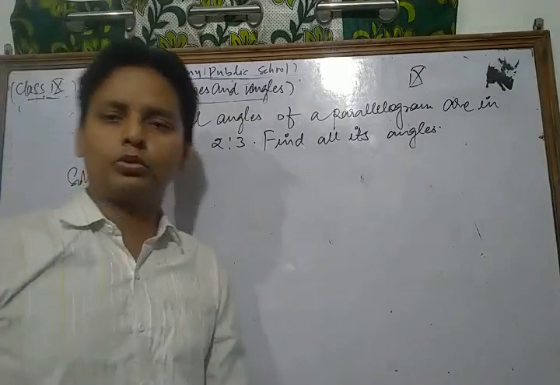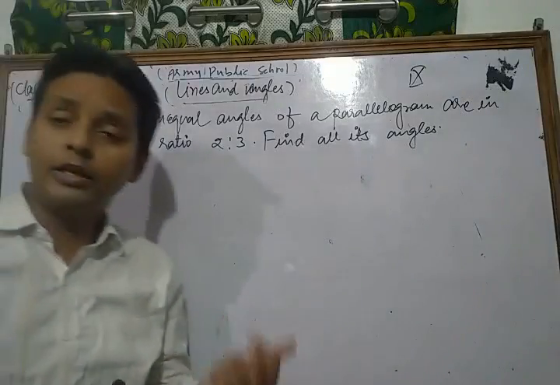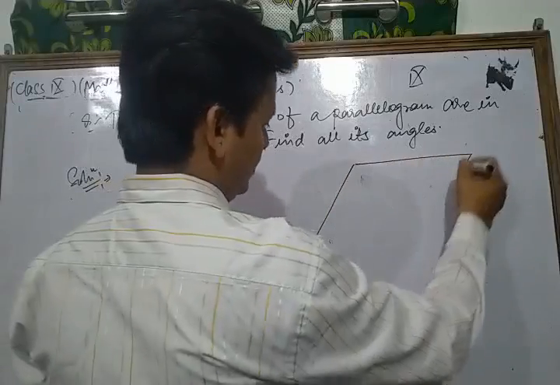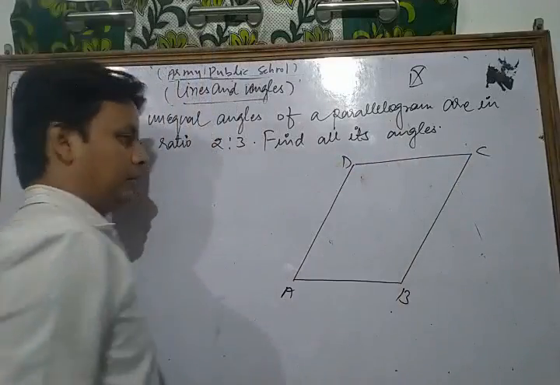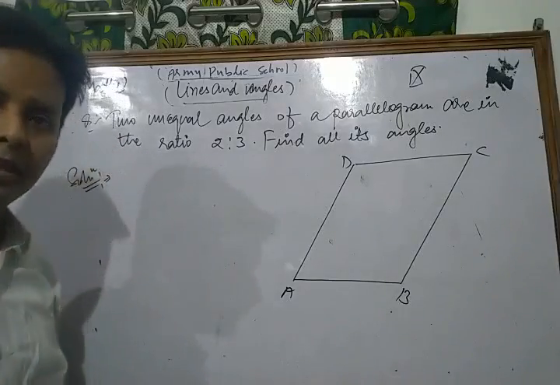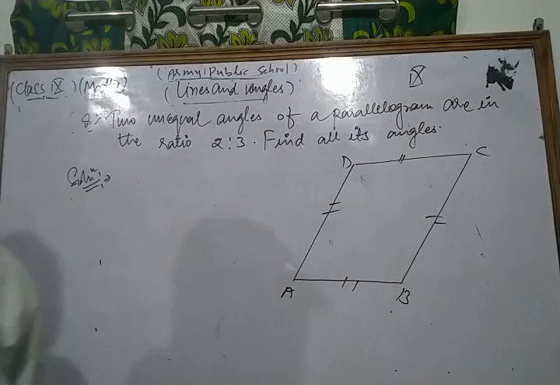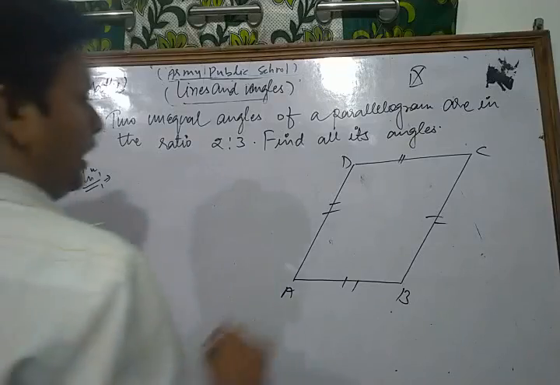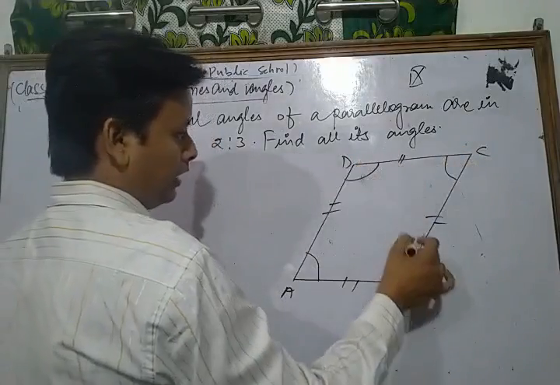This is a very important question of your syllabus. Here, two unequal angles of a parallelogram. First of all, we draw the parallelogram ABCD. You know that the opposite sides of a parallelogram are parallel and equal to each other. And one of the most important properties is that the opposite angles of a parallelogram are equal to each other.